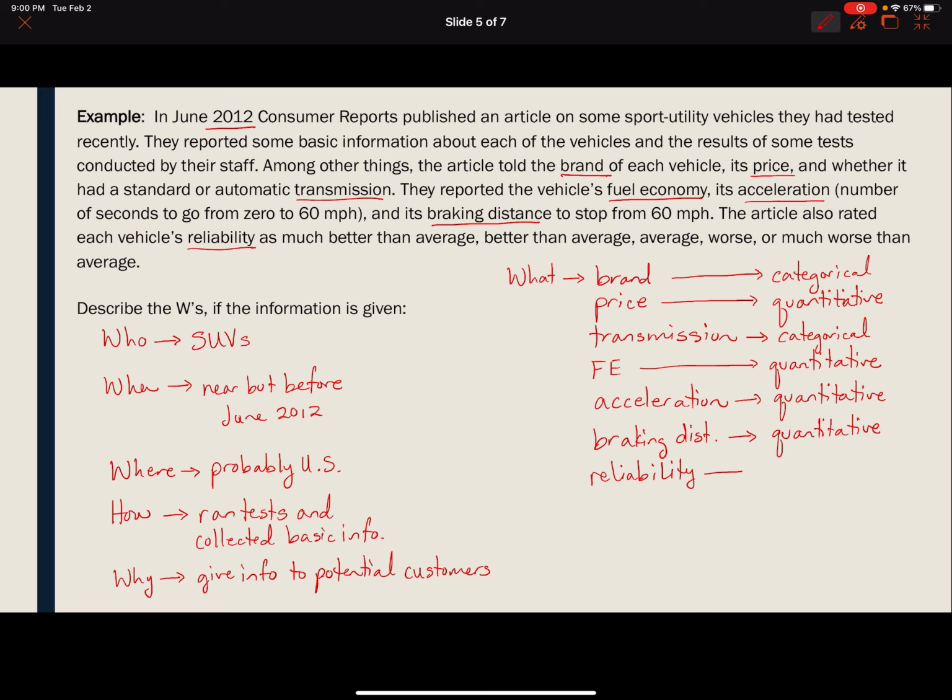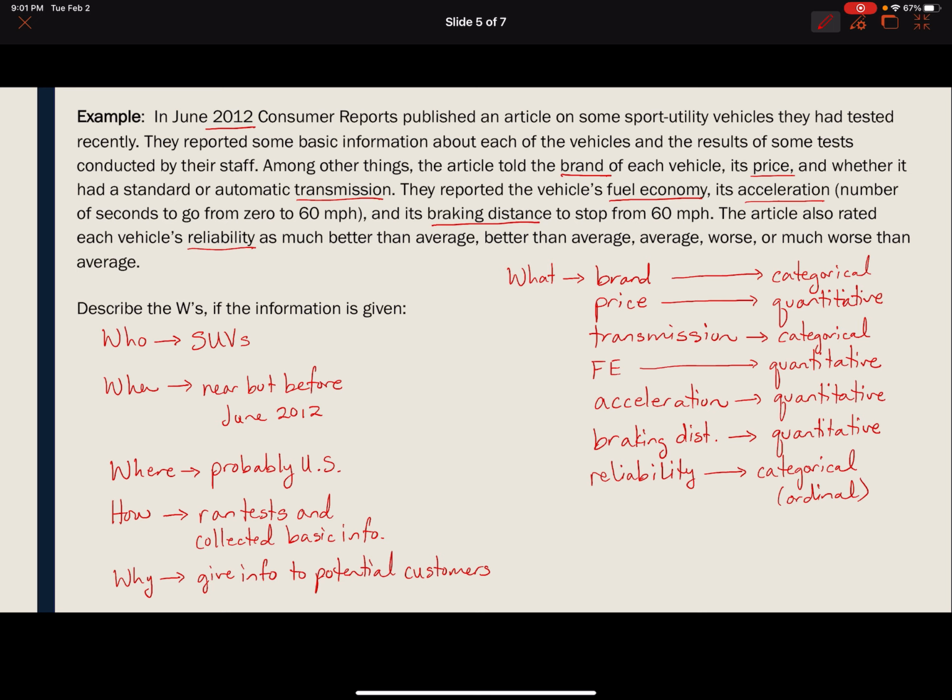And then the reliability, they discuss as being much better than average, average, worse, or much worse than average. So this is categorical. An example of that is a Likert scale. So this is an ordinal categorical variable. You do not have to do that. In our class, you only have to say if it's categorical or quantitative.